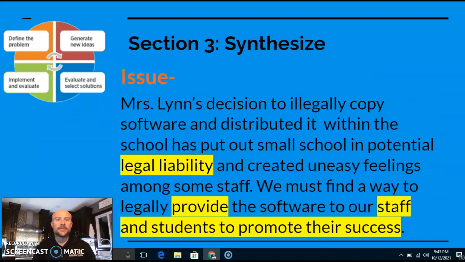Synthesis of the issue: Mrs. Lynn's decision to illegally copy software and distribute it within the school has put our small school in potential legal liability and created uneasy feelings among some staff. We must find a way to legally provide the software to our staff and students to promote their success.